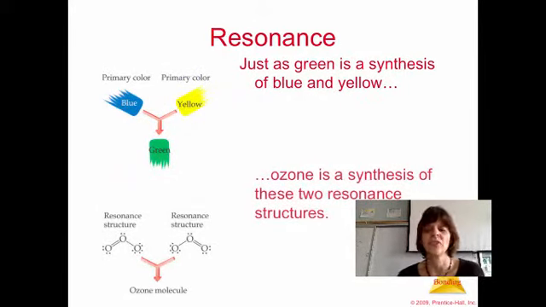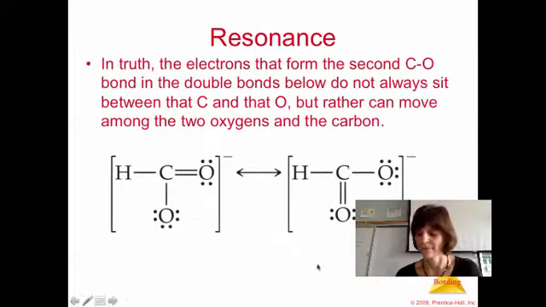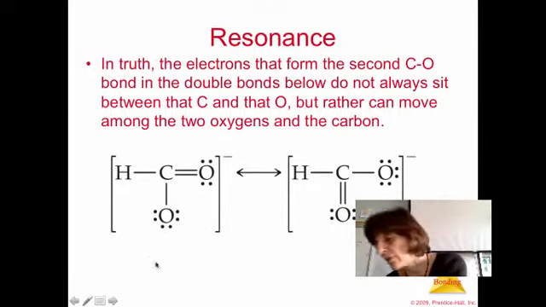So resonance is just like mixing paints. Blue and yellow make green. 2 different resonance structures can be blended together to give you what is the reality of the structure. Okay. In truth, the electrons that form the second carbon-oxygen bond in the double bonds don't always sit between carbon and oxygen, but can move among the 2 oxygens and the carbon. So as I said, they kind of stay in between the whole set of atoms. The double bond doesn't just go back and forth.